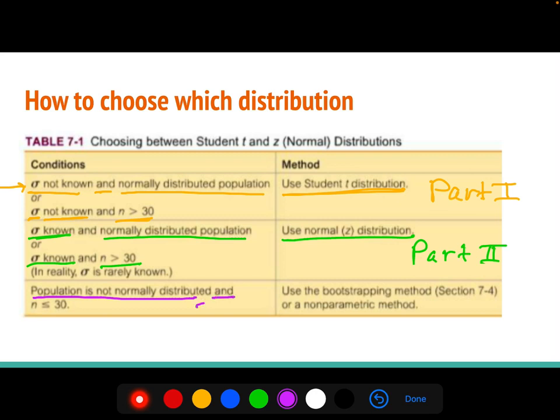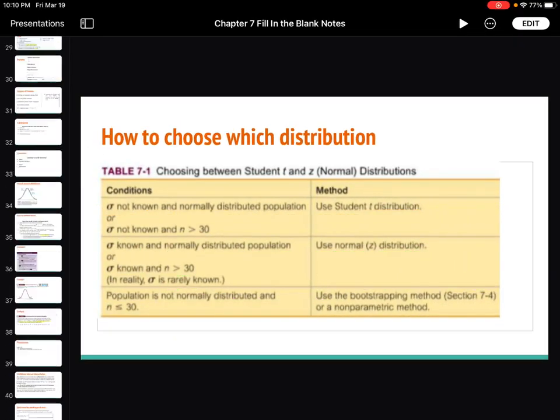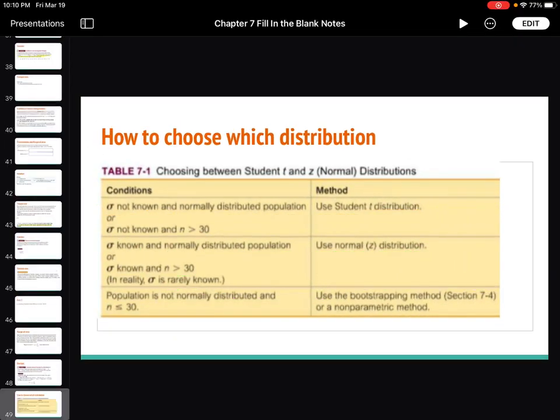If the population's not normal and n is smaller than 30, then we'll use something else. We are not doing any of this right now. So it's either you know sigma or you don't. You hope you don't know sigma, because then you can use the T distribution. In the rare cases where you actually do know sigma, that's part 2. And guys, that is the end of our notes for Chapter 7.